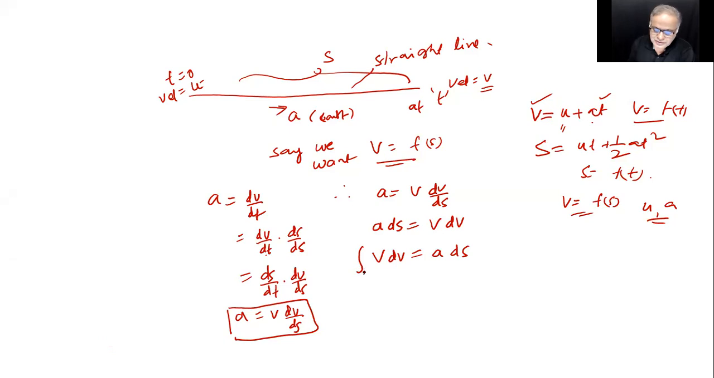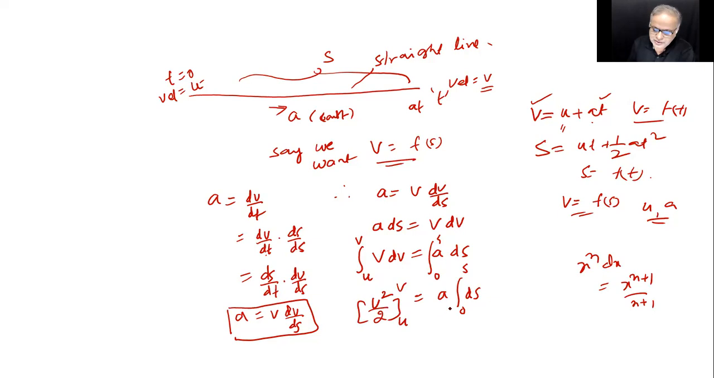Integrate this. U to V: initial velocity is U, and the velocity at time t is V. This is 0 to S. You can also write S1 to S2 if you want, but that's enough. So this A is constant. Therefore, it comes out. V dV is like x to the power n dx, which I have used many times: x to the power n plus 1 by n plus 1. So this will be V to the power 1 plus 1 by 1 plus 1, which is V square by 2, between U and V. This equals A dS.